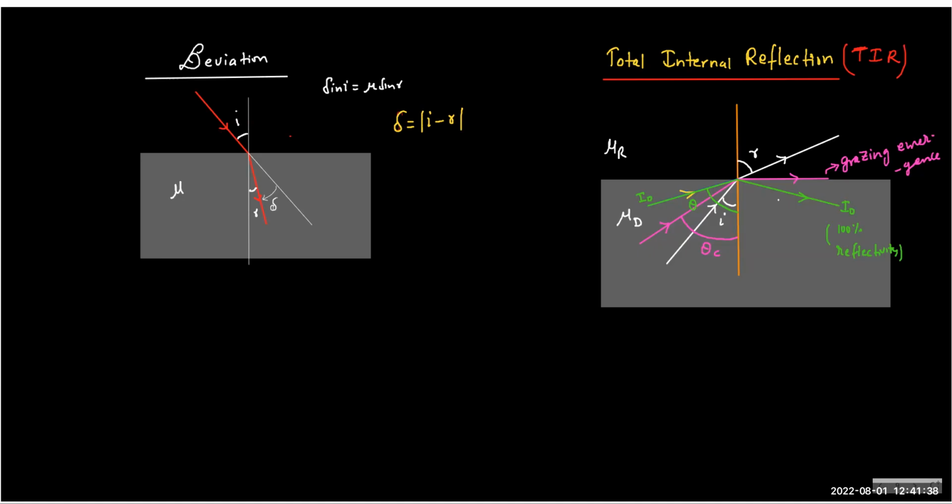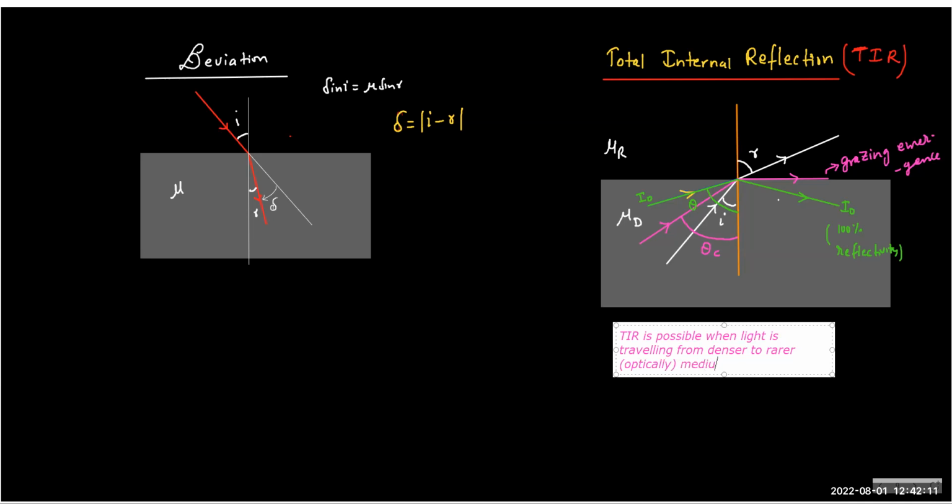Shall I mention something extra there? So when the TIR is possible, first of all, TIR is possible only when light is traveling from denser to rarer, meaning optically denser to rarer medium, and the angle of incidence exceeds the critical angle.